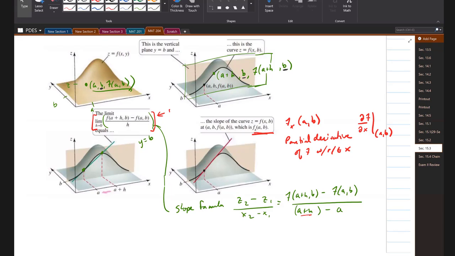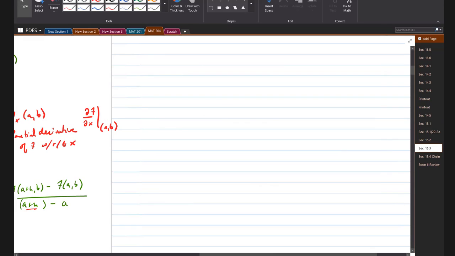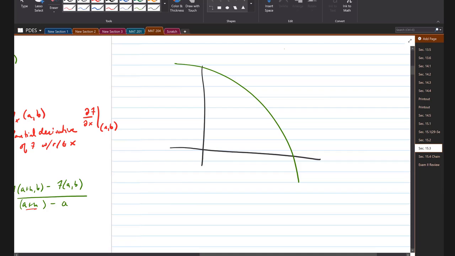So the secant line is the line between A and A plus H. Yes. And a tangent line is just the line tangent to the curve at one point. Great. Yeah, let's talk about that. That's exactly right, Xavier, and let's just do a quick recap of that.